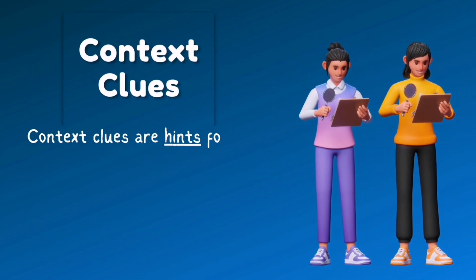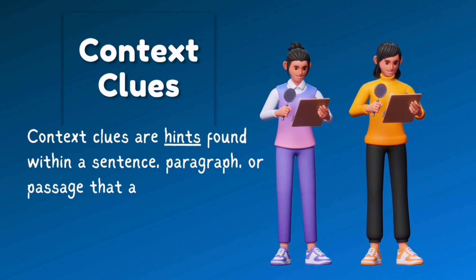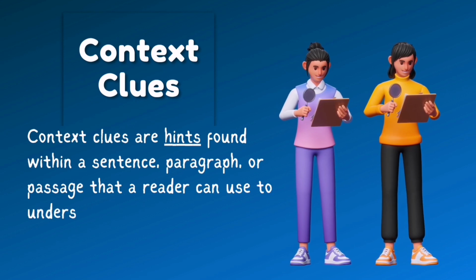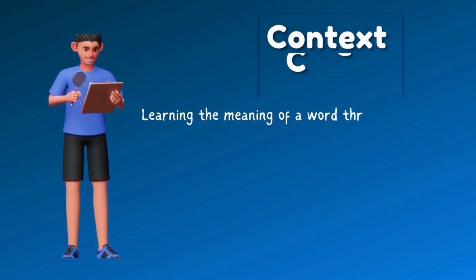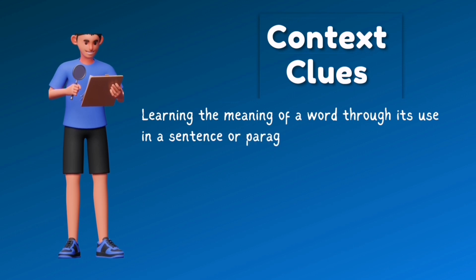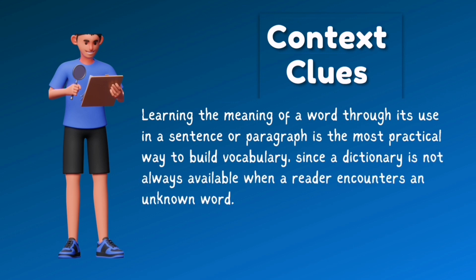Context clues are hints found within a sentence, paragraph, or passage that a reader can use to understand the meanings of new or unfamiliar words. Learning the meaning of a word through its use in a sentence or paragraph is the most practical way to build vocabulary, since a dictionary is not always available when a reader encounters an unknown word.